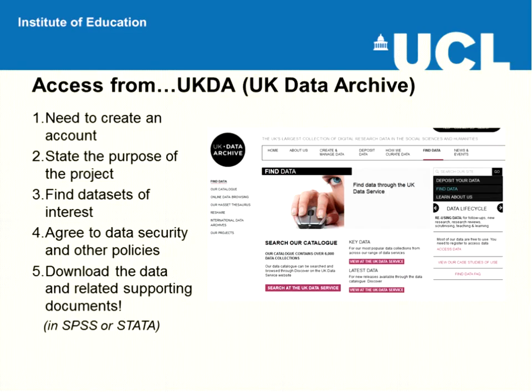So now moving on to access. The data are available for people to use, and the UK Data Archive is where the data are kept. All you need to do, in brief, is create an account and state the purpose of your project. You just have to give a brief description, a few lines, saying why you want to access the data set. You find the data set of interest, and you agree to security and other policies that apply to each of these data sets, and then you can download the data and related supporting documents.